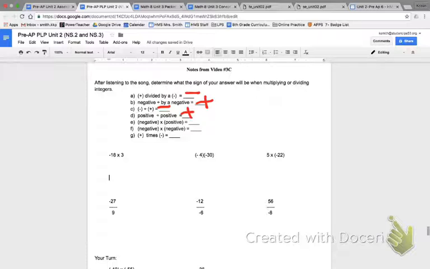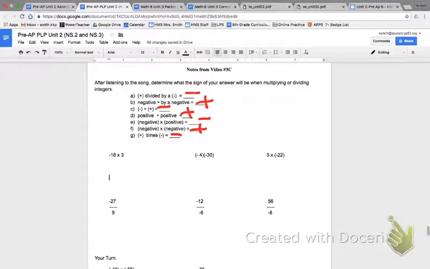E, a negative times a positive would be negative. Part F, a negative times a negative would be positive. And part G, a positive times a negative would be negative.